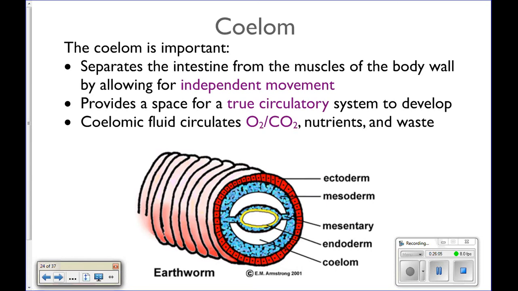And as that coelomic fluid moves around, it can help to deliver oxygen and pick up carbon dioxide, and it can also help to deliver nutrients and pick up waste products. Okay, so that's why it's important, right? And so you've got your coelom, which is in your belly, and then you've also got another cavity which contains your lungs and your heart and stuff like that. It allows for independent movement.